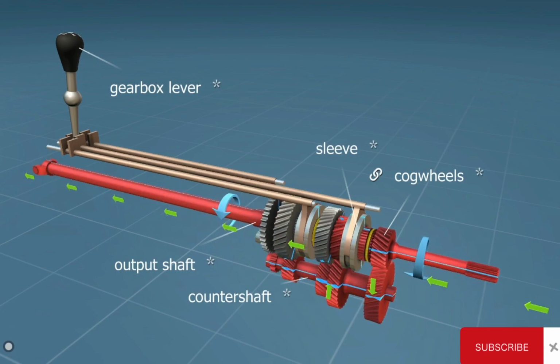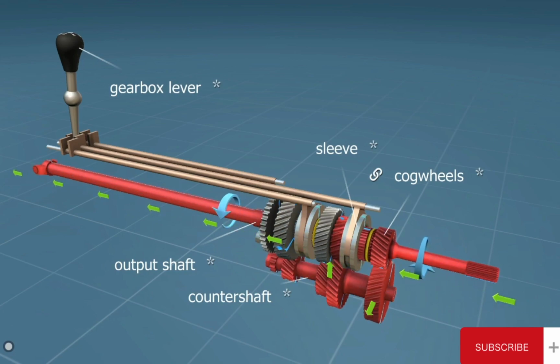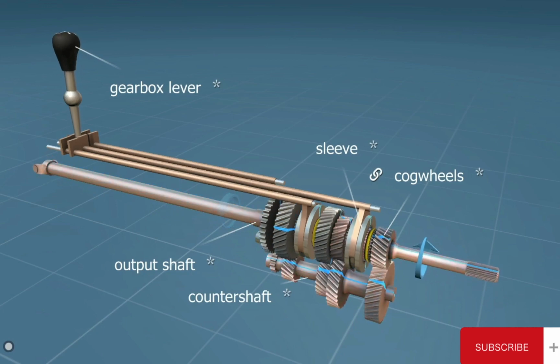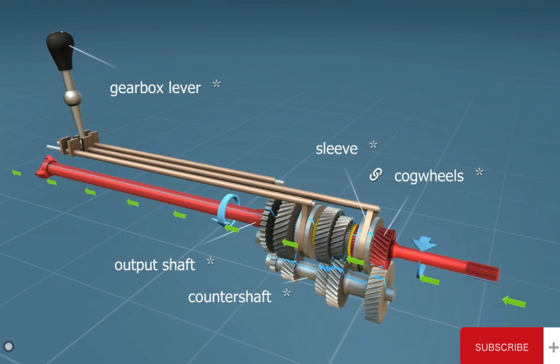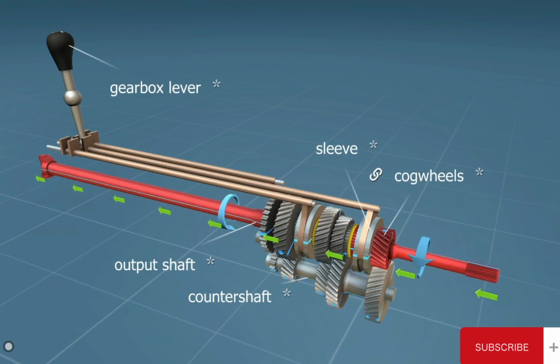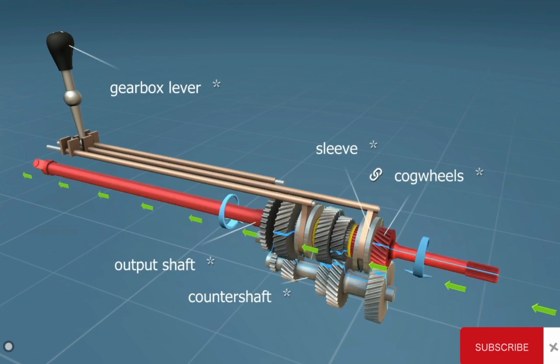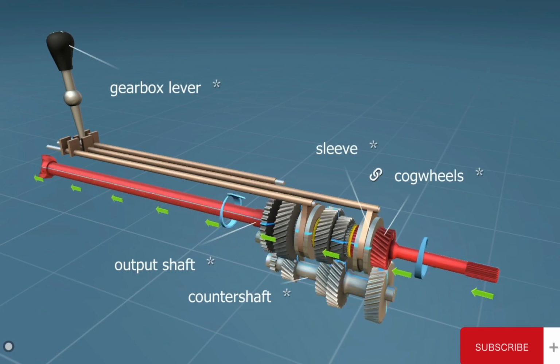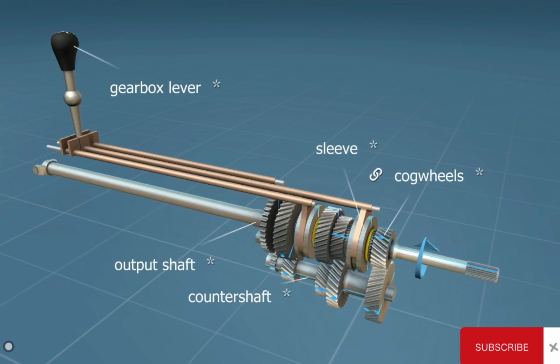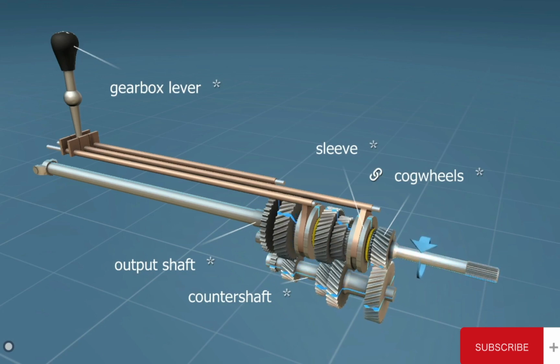The speed is increased while the torque is being lowered. In fourth gear, the speed increases further by lowering torque. In this case, drive goes directly through the input and output shafts. No gears are involved in the transmission. The RPM of the engine's crankshaft equals that of the output shaft, hence the name direct drive.